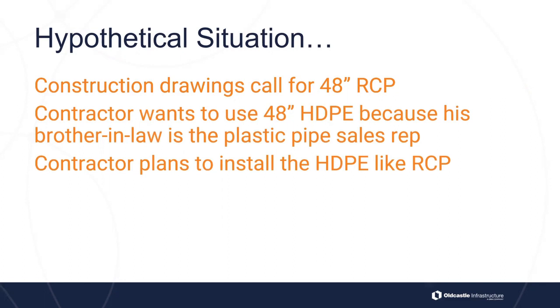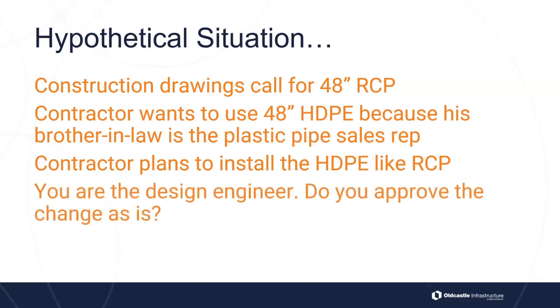The contractor plans to install this pipe the same way as RCP, as it shows in the plans. The plans call out RCP and show you how to install it. But the contractor says, no, I'm going to install HDPE, and I'm going to do it the exact same way as it's shown in the plans for RCP. So you're the design engineer. The question is, do you approve the change as is? I want you to think about that for a second while we move on and look at other things.